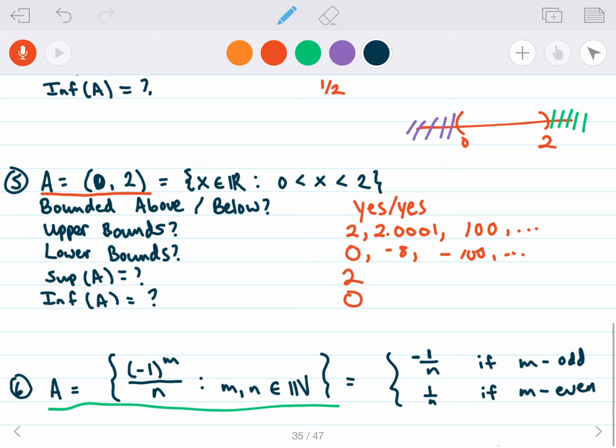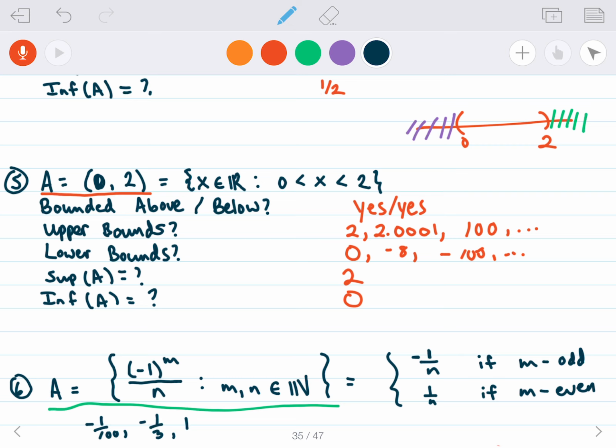Okay? So if we think about the things that are in this set, well, we could have something like, I don't know, -1/100, -1/3.